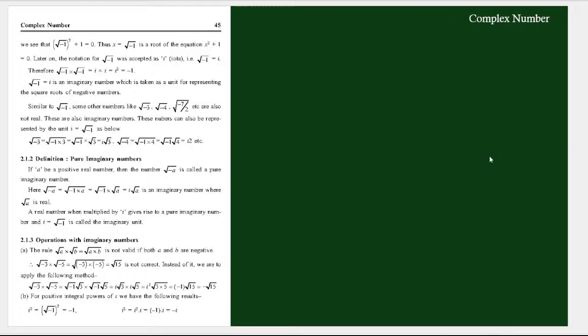Now, how do we do operations with this imaginary number? So, what is a pure imaginary number? Let's try to define imaginary number first. You can see in your book, I'm audible, right? So let's define the imaginary number.